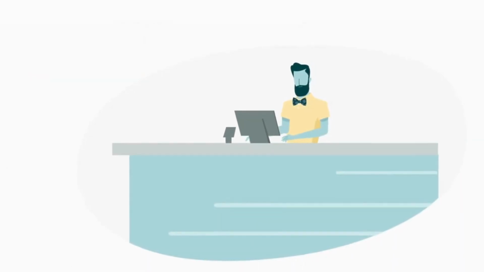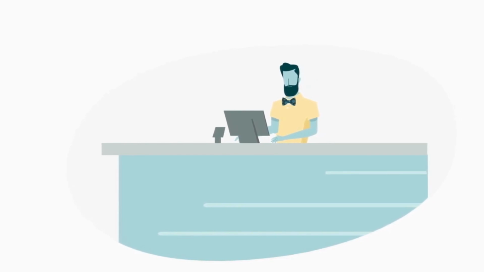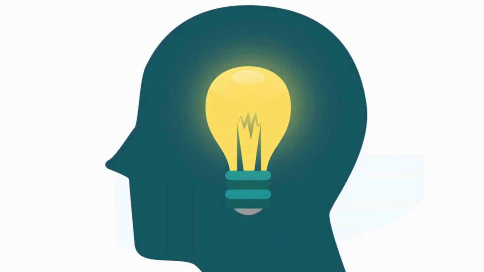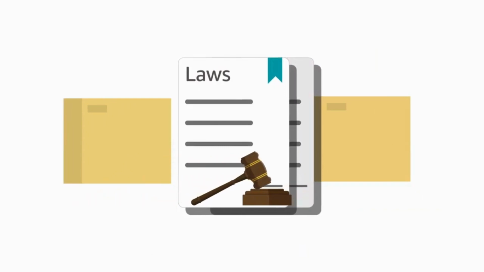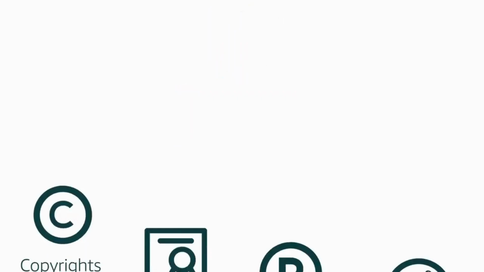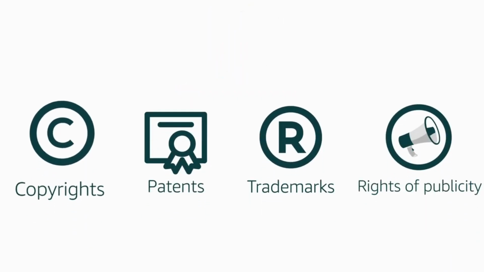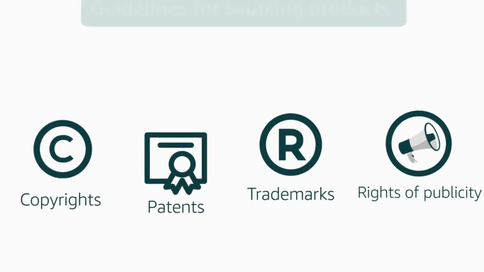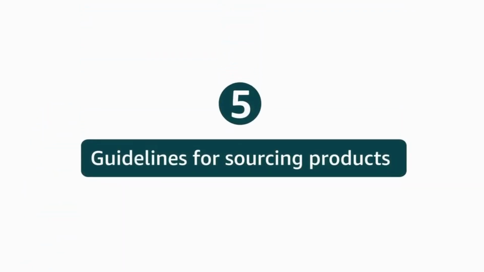If you have chosen to become a seller on Amazon, it's important to understand our expectations and policies to source products. Amazon respects the intellectual property rights of others. As a seller, you are responsible for ensuring that the products you sell on Amazon comply with all applicable laws and regulations, are authorized for sale or resale, and do not violate intellectual property rights such as copyrights, patents, trademarks, and rights of publicity. Here are five important guidelines to consider while sourcing products to sell on Amazon.